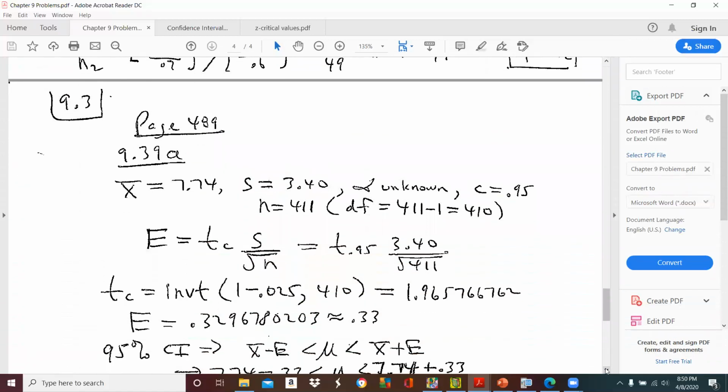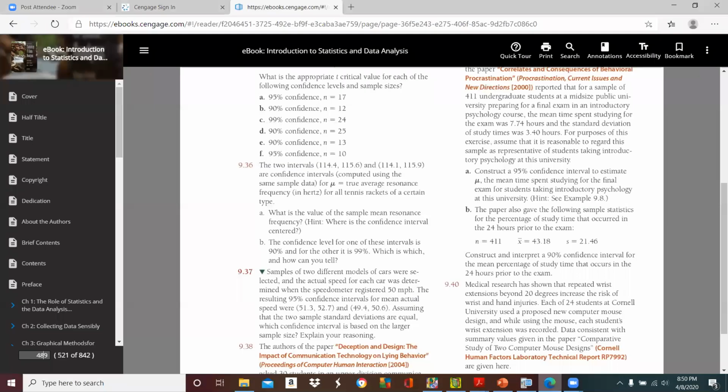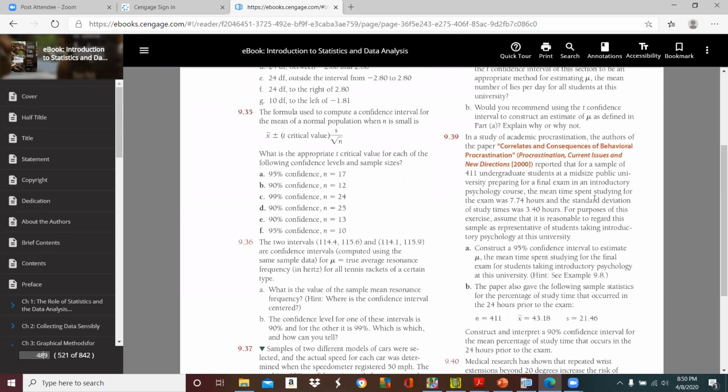Now we're going to go to page 489, 9.39a. That's this one up here. It says, in a study of academic procrastination, the authors reported that for a sample of 411 undergraduate students at mid-sized public universities preparing for a final exam in an intro psych course, the mean time spent studying for the exam was 7.74 hours, and the standard deviation of study times was 3.4 hours.